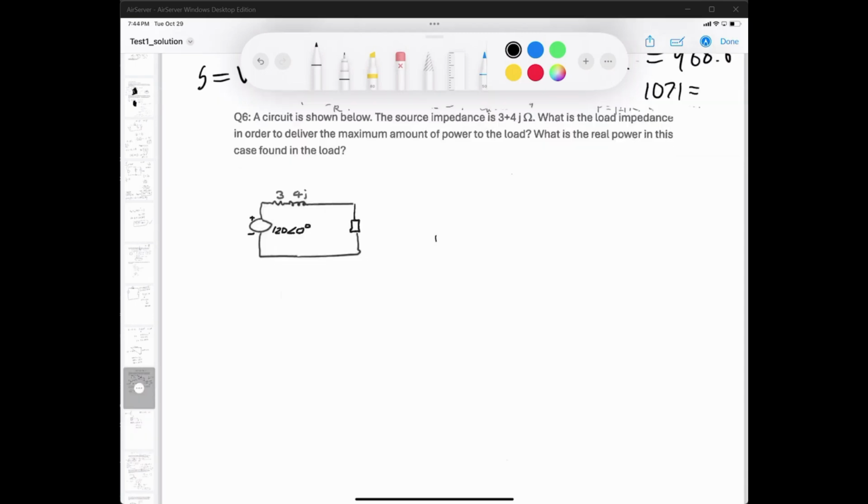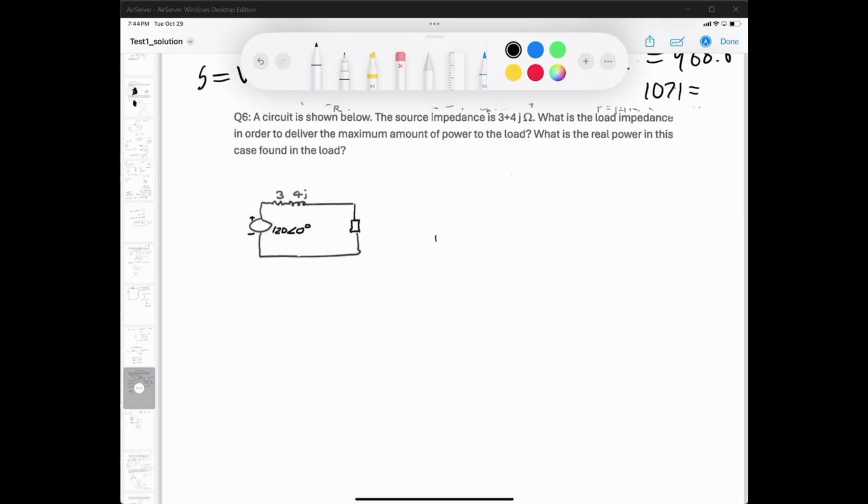We have a circuit shown below. The source impedance is 3 plus 4j. What is the load impedance in order to deliver the maximum amount of power to the load? And what is the real power in this case found in the load?